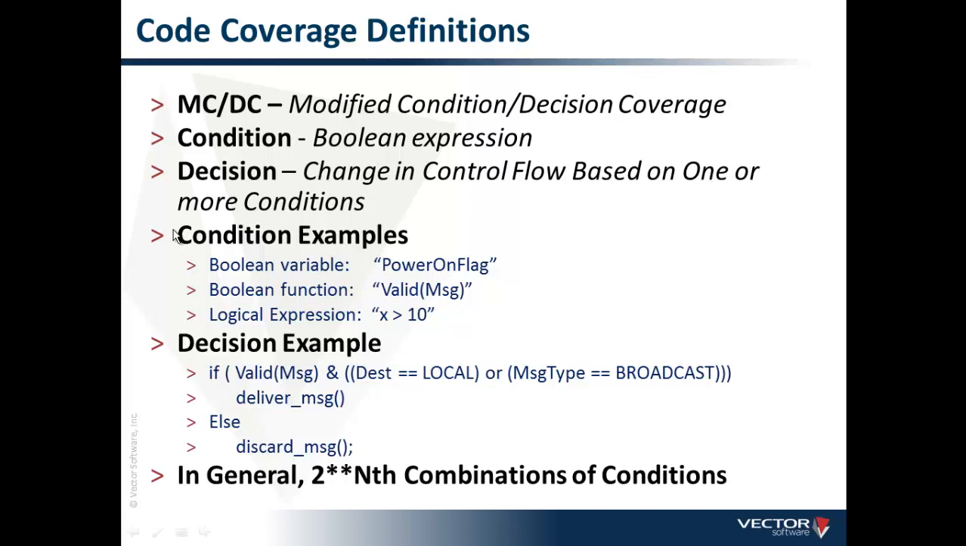Some examples of a condition: you could have a Boolean variable, a Boolean function, or any type of logical expression. An example of a decision: this is from a routing example where you may validate the message and then look at the destination. If it's local or the message type is broadcast, then you would deliver the message. Otherwise, you might discard the message. In general, you'll have 2 to the nth combinations of conditions, and in this specific example you'd have 8 combinations in total because you have 3 conditions.